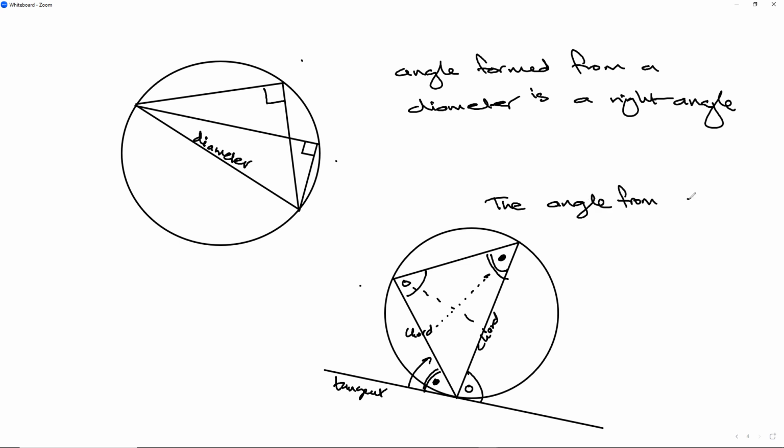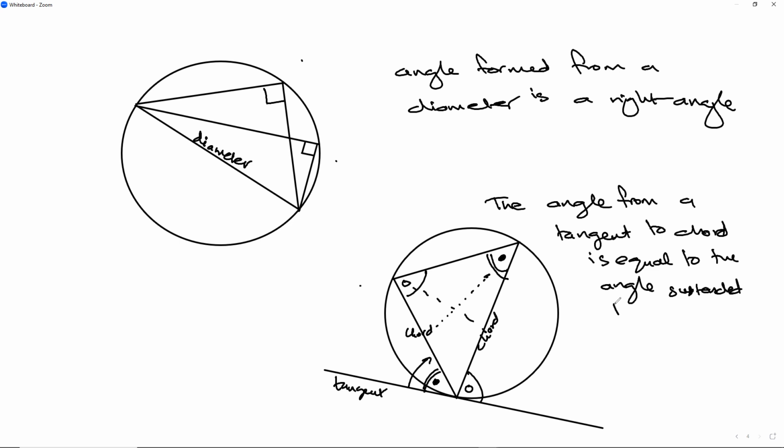Or by definition, the angle from a tangent to a chord is equal to the angle subtended by that chord. All right, those are triangles in circles, and this is a combination of circle geometry and triangles.